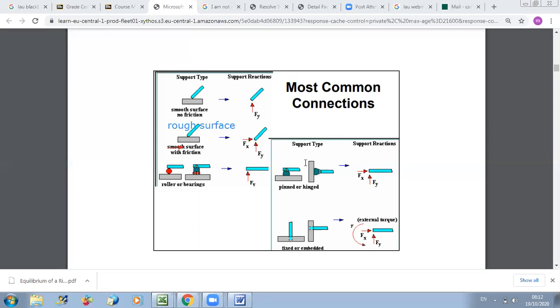Okay. Now here you can see more clearly the pin or hinge. As with a screw, you cannot go up, you cannot go in the X direction, but you can rotate around it. This is why it will develop Fx and Fy. And this is the fixity or the embedded reaction. So you have Fx, Fy, and the couple.